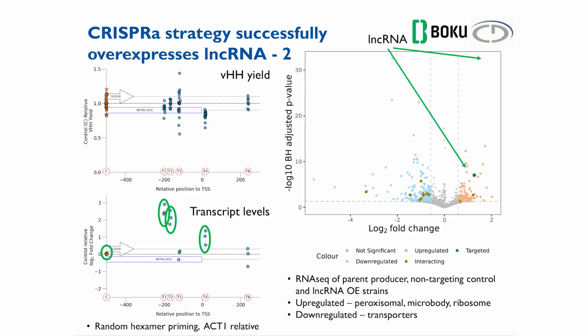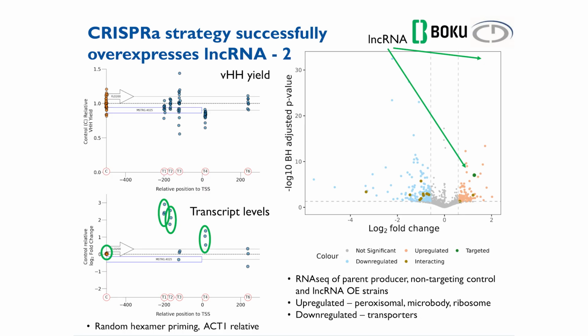Looking at a different long non-coding RNA, we see a similar story. Interestingly here, we do see upregulation of the long non-coding RNA transcript, but no real difference in the yield. Here, it's not quite as high, but we do see a big reduction in the VHH yield, suggesting that overexpression of this long non-coding RNA is one of the explanatory factors.